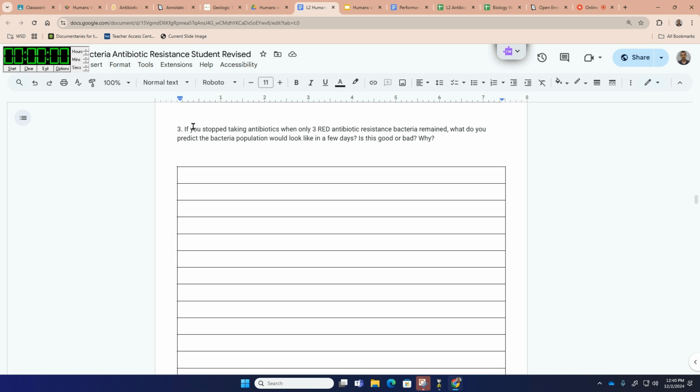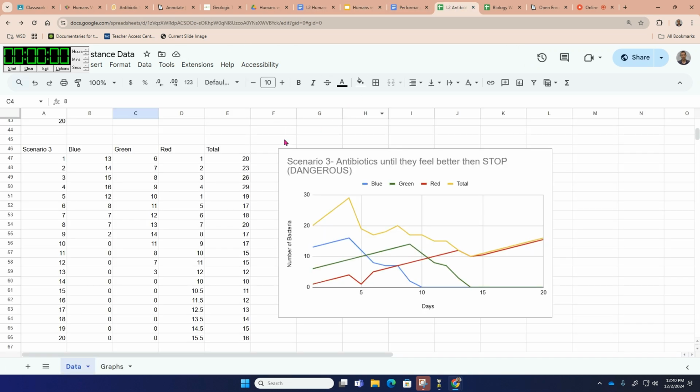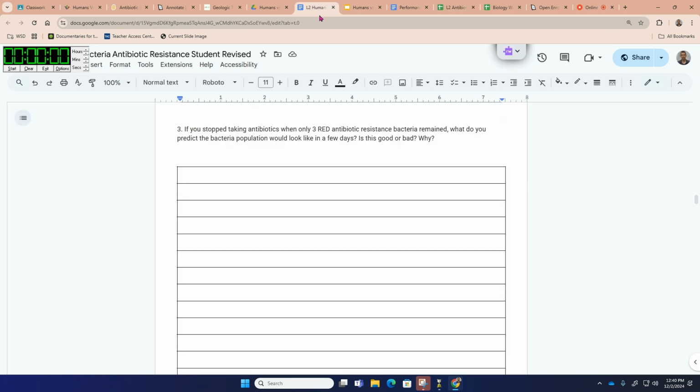So number 3 says if you stop taking antibiotics when only 3 red antibiotic resistant bacteria remained, what do you predict the bacteria population would look like in a few days? And is this good or bad? Well, that's exactly what we see in scenario 3, right? So if we only have red left, the red reproduce. This is very bad because these are antibiotic resistant, and therefore they're going to be harder to kill than the blue ones that we started with.